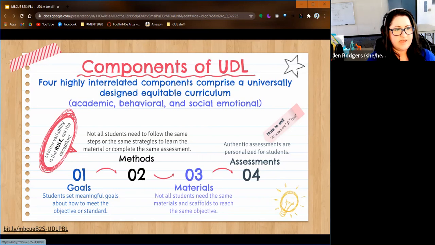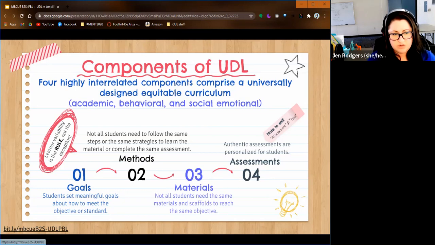Also important is that variability part. So looking at methods, not all students need to follow the same steps or same strategies to learn the materials or complete the same assessment. And when I say assessment, I don't mean tests. We'll talk about that second. But really, when you're doing universal design for learning, the variability is the rule. It's not an exception. It's not a maybe this time I'll do it. There have to be different methods for them to access the materials and to show what they know.